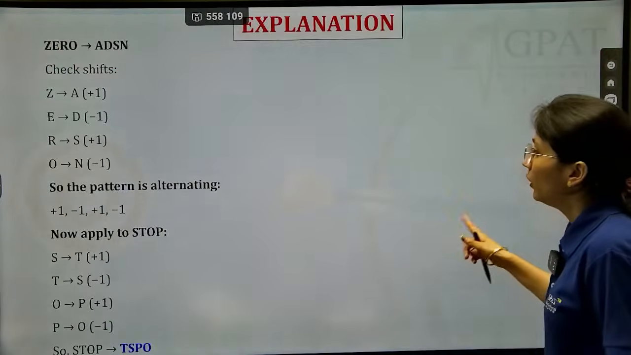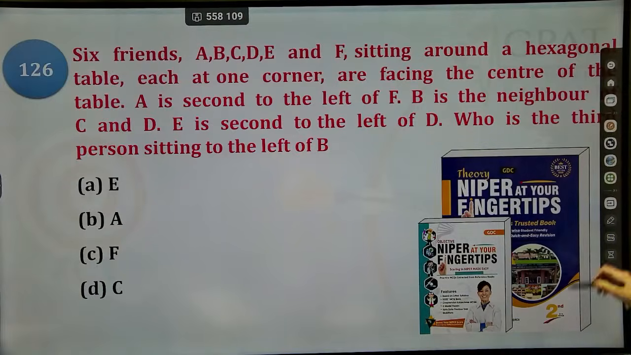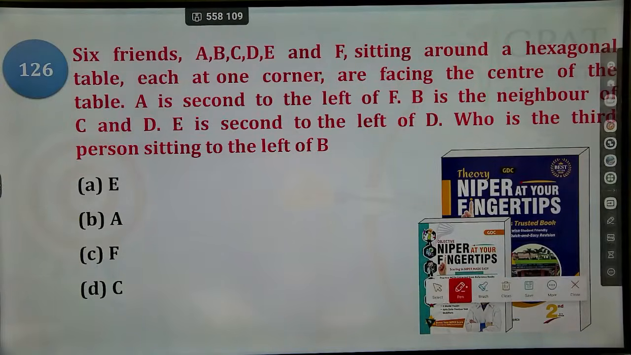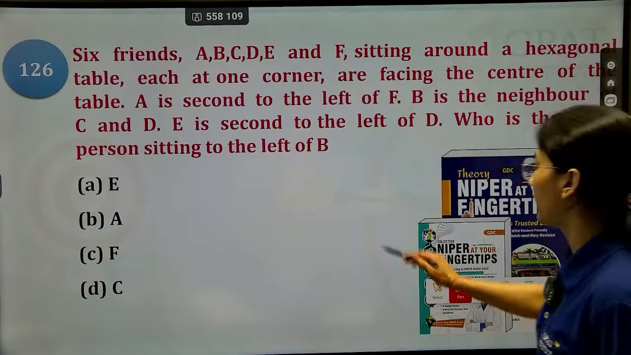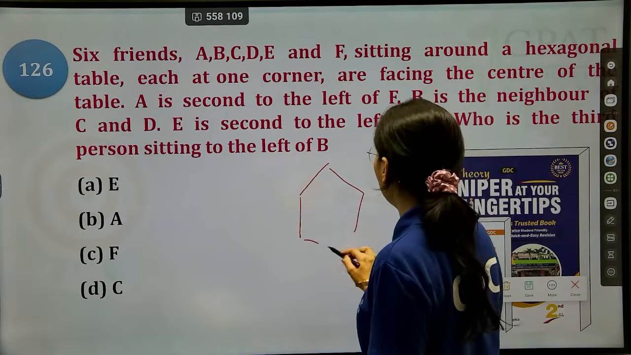Okay. Now move to the next. 6 friends A, B, C, D, E and F are sitting around a hexagonal table. So there is a hexagonal table.